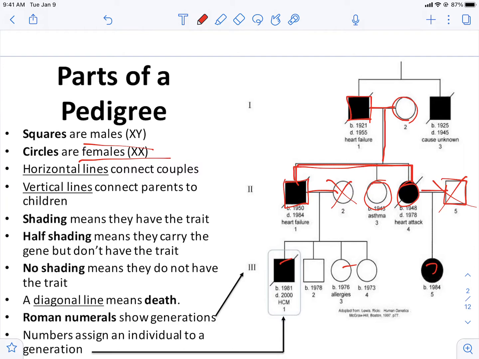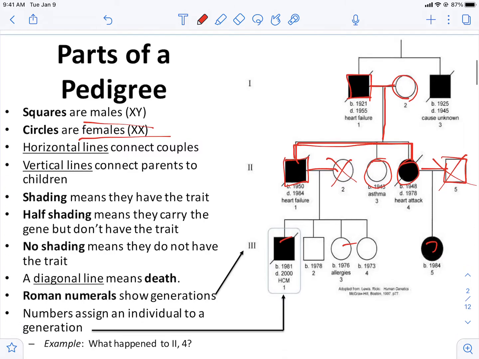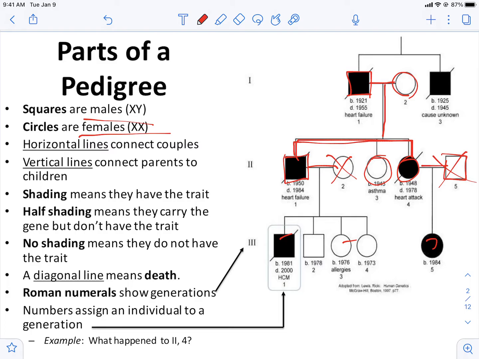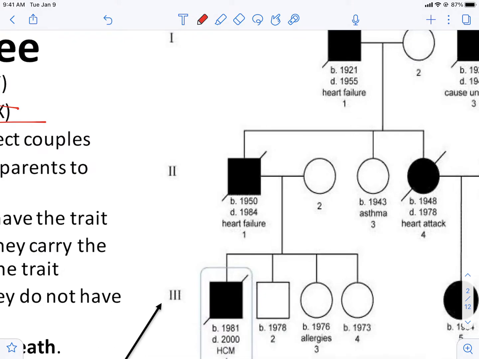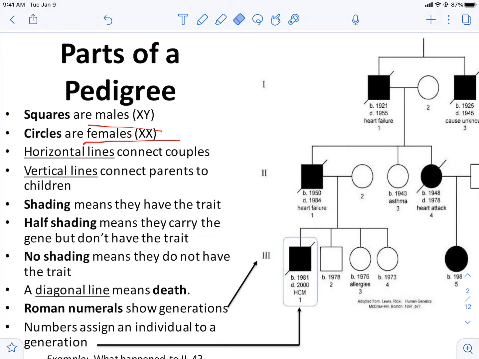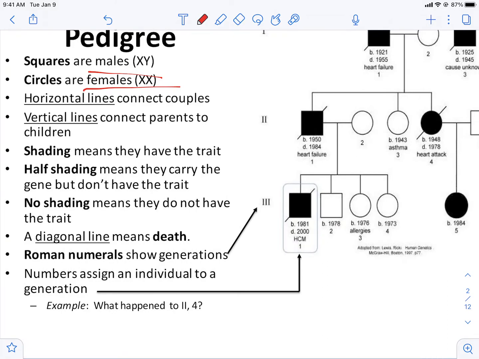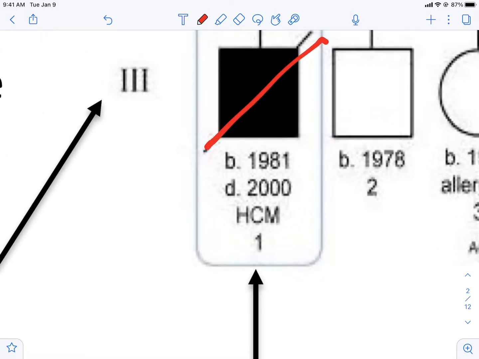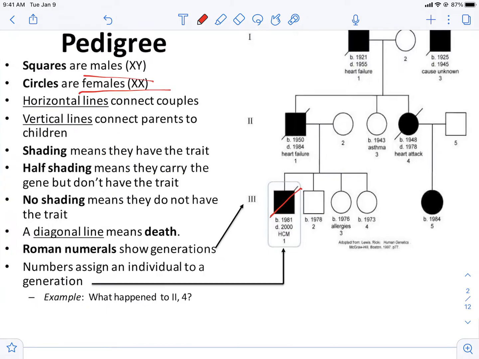So if they're shaded in, they have the trait. If they're not, they don't. If you ever see something like half shaded in, then that would mean that you don't have the trait, but you could pass it on to your kid, and that would look like this, for example. So you'll see that occasionally. No shading means you don't have the trait. And then if there's a diagonal line going through the shape, that means that they're dead. You'll also find the date of the death and the cause underneath the person who is dead.